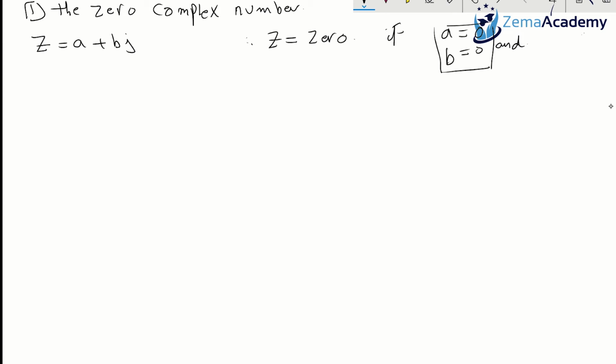So for example, if you have a complex number, again, z equals a plus bj, that gives a equals 0 and b equals 0. So that's the way when a complex number is 0. So if a equals 0 and b equals 0, then z equals 0, a plus bj equals 0, and vice versa.